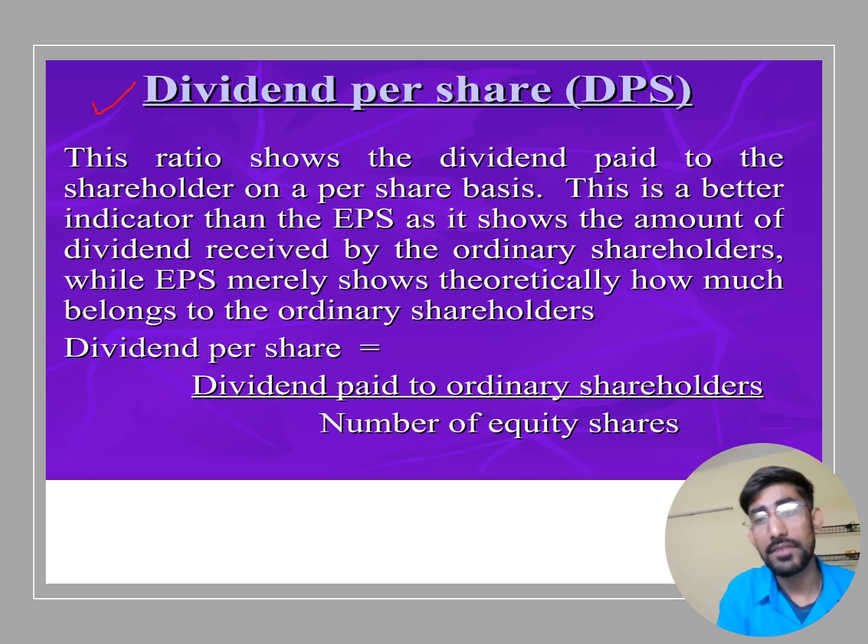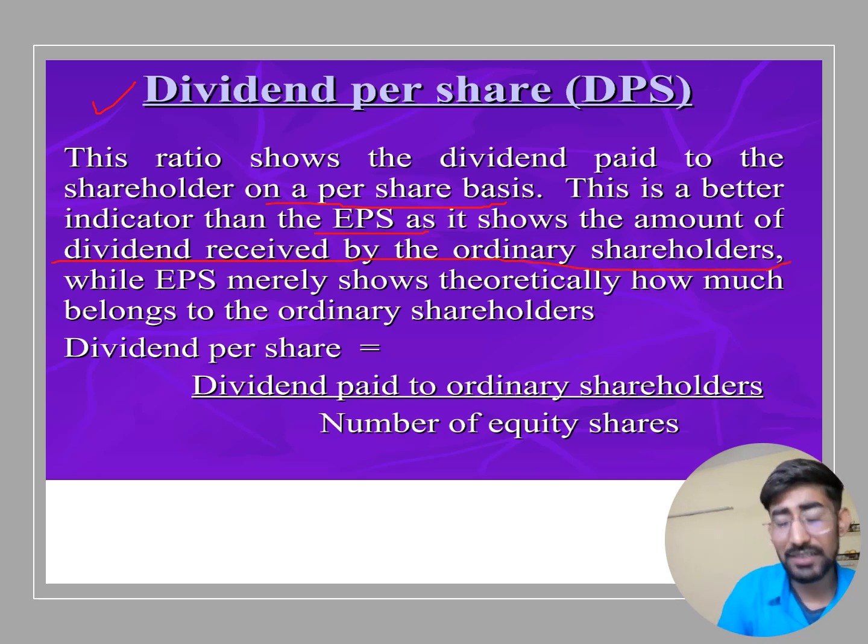That means how much dividend a shareholder, that is an equity shareholder, is going to get. So this ratio shows the dividend paid to the shareholders on a per share basis. This is a better indicator than EPS, as it shows the amount of dividend received by the ordinary shareholders. In the previous case, it was just showing the amount of earning available to the equity shareholders per share.